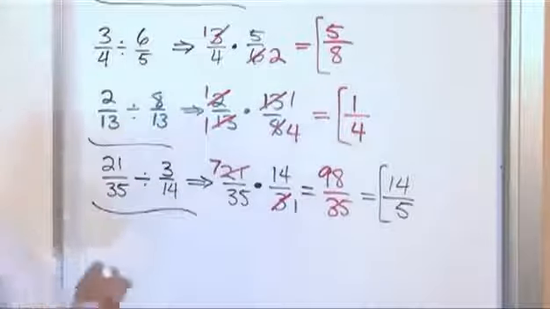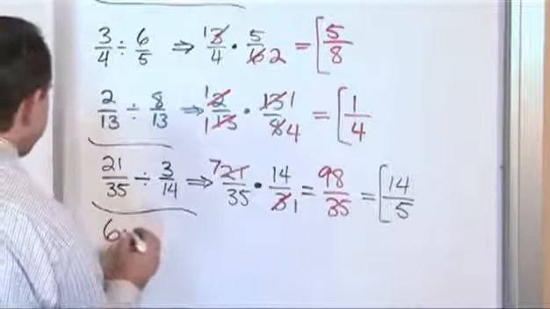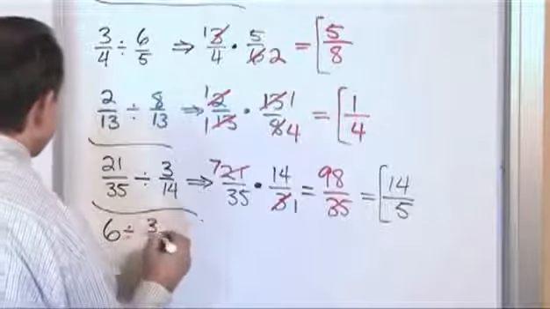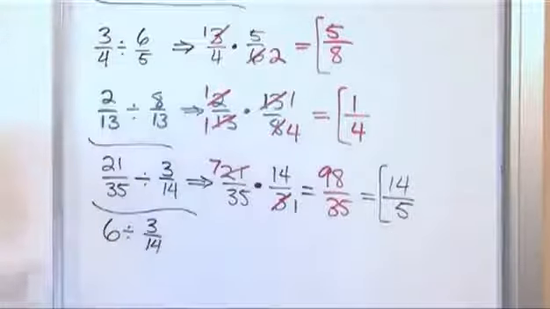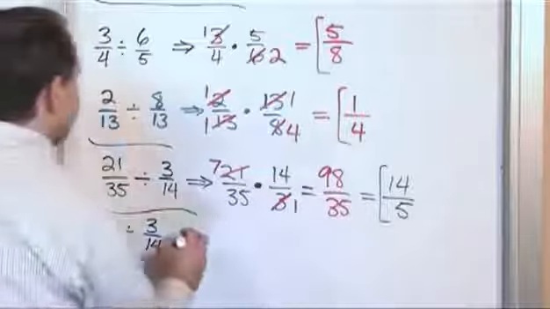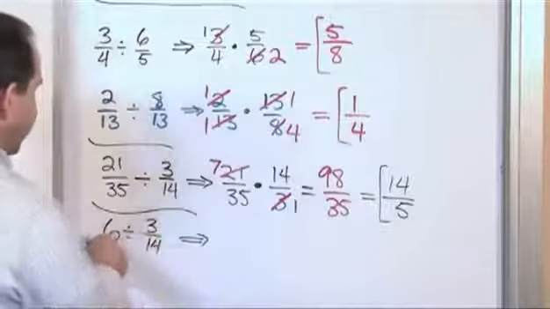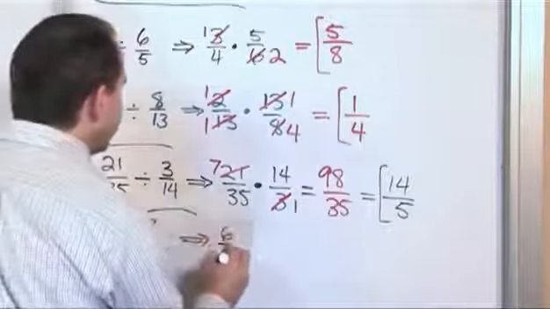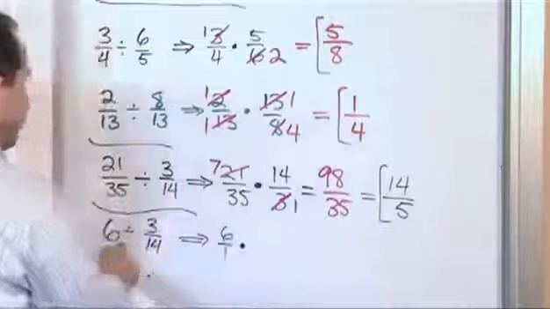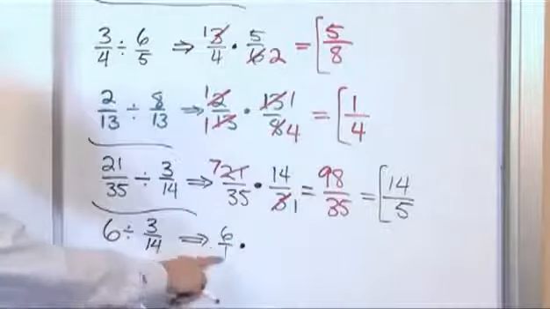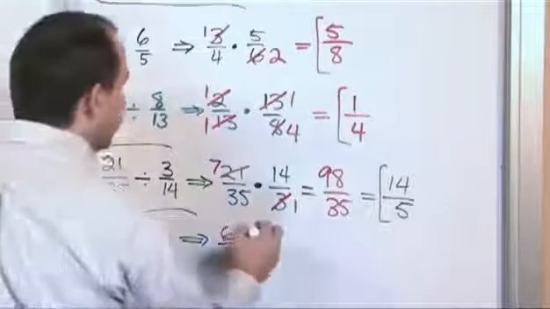All right, now let's go and do another one. Let's do 6 divided by 3/14. 6 divided by 3/14. Okay, so we're going to write this as 6. We're always going to write 6 over 1. We're going to change this division into a multiplication. We're going to flip this guy over, 14/3.